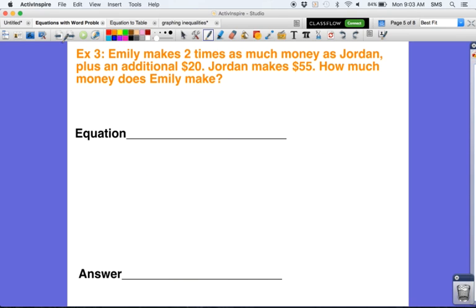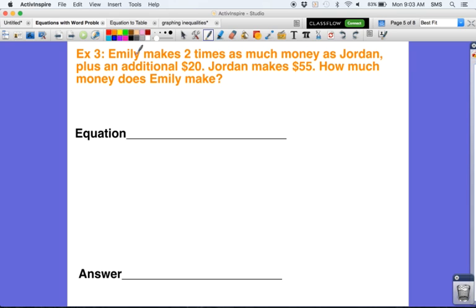Let's look at another one. Emily makes two times as much money as Jordan plus an additional $20. Jordan makes $55. How much money does Emily make? So we know how much money Jordan makes. We're trying to figure out how much money Emily makes.